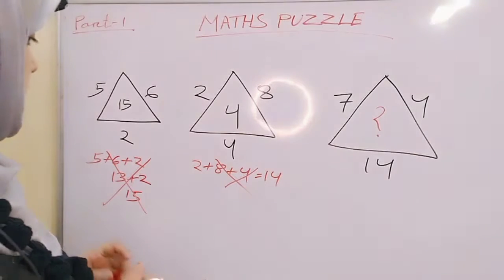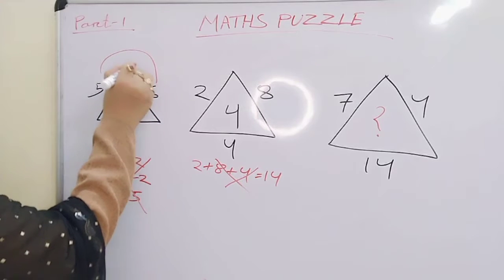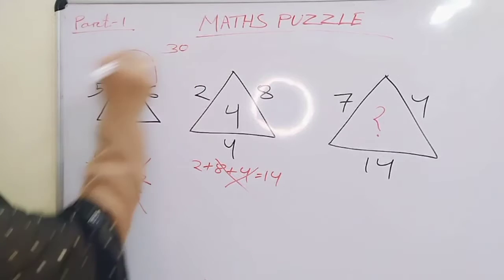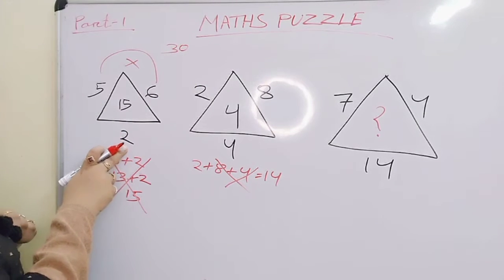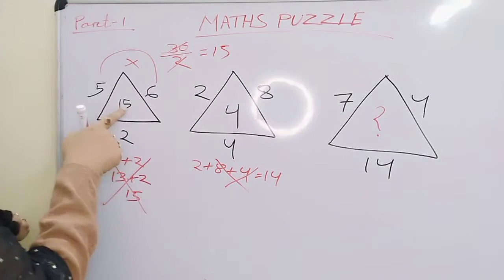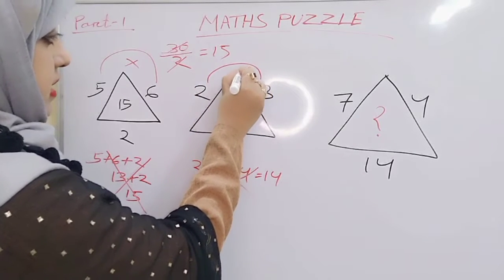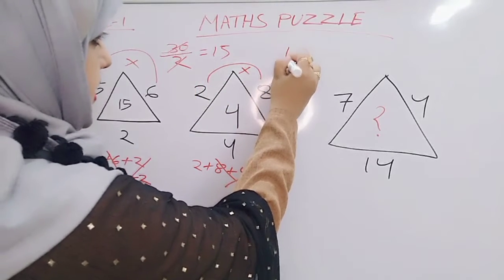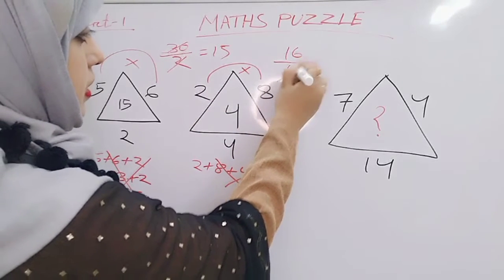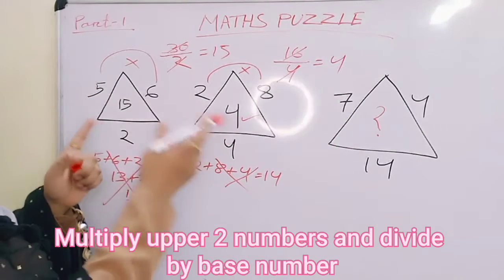So what is the technique? Let's do another thing. Let's multiply these two numbers. So what do you get? 30. Okay, and divide by this base number. So this is your 15. Here you get 15. Okay, let's do the same thing here. If you multiply these two numbers, what do you get? 16. Then divide by this last number, so here you get 4. Okay, so this pattern is correct.